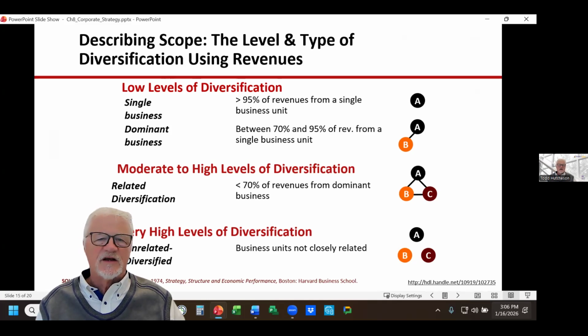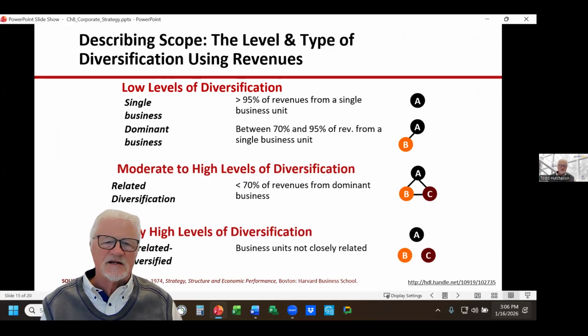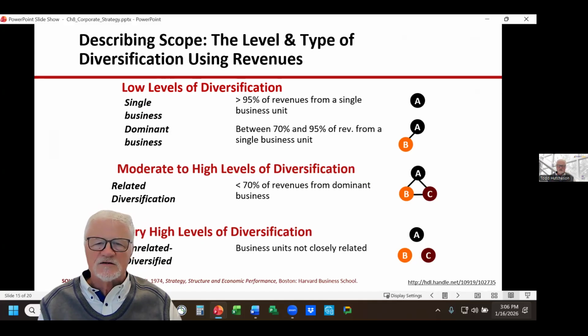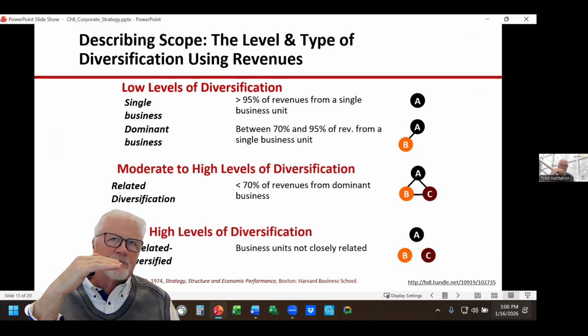Moderate related diversification is less than 70% of revenues from a dominant business. Very high levels means that our business units aren't very closely related. Let me give you an example. I used to work for, as I mentioned a couple of times, Rockwell Collins in Cedar Rapids. Rockwell, at that time, has since split into some different companies, but at that time, its business model was to operate with a focus on government operations, commercial operations, and then sales and service.